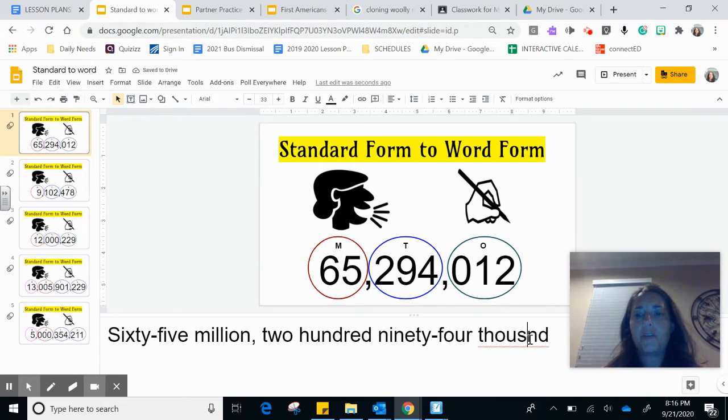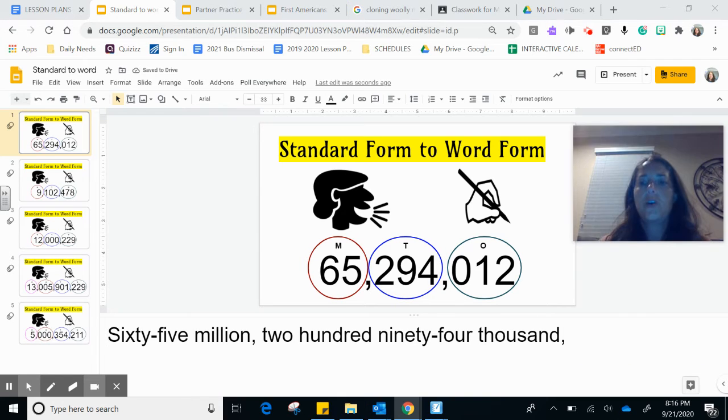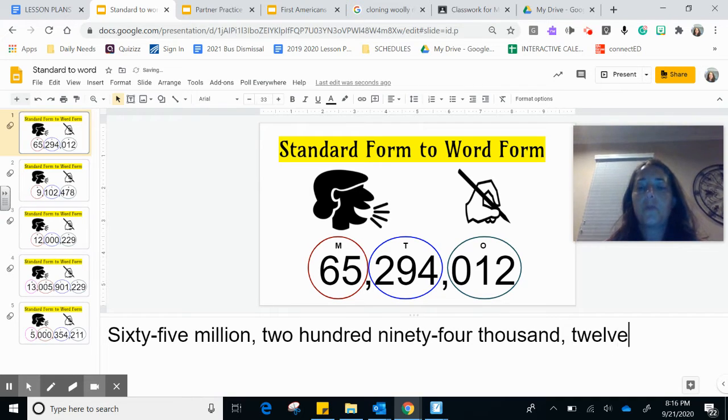And how about I spell 1,000 correctly? And because there's still another period left, I'm going to add that comma. Again, the comma means there's more coming. So now I'm going to go to my last period and it just says 12. So I'm going to go ahead and type 12.